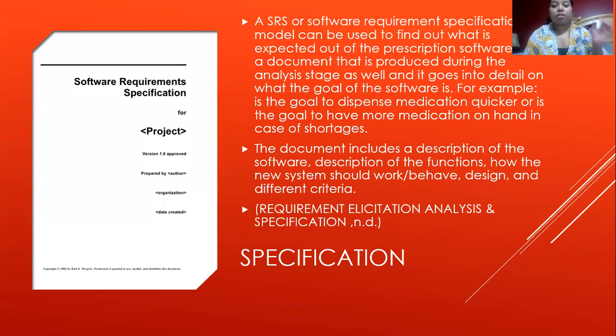For specification, an SRS or a software requirement specification model can be used to find out what the expected outcome of the prescription software is. It is a document that is produced during the analysis stage as well, and it goes into detail on what the goal of the software is. For example, is the goal to dispense medication quicker, or is the goal to have more medication on hand in case of shortages? The document includes a description of the software.